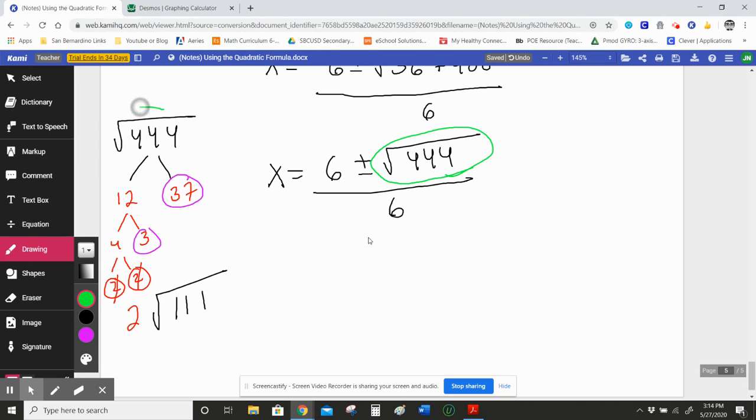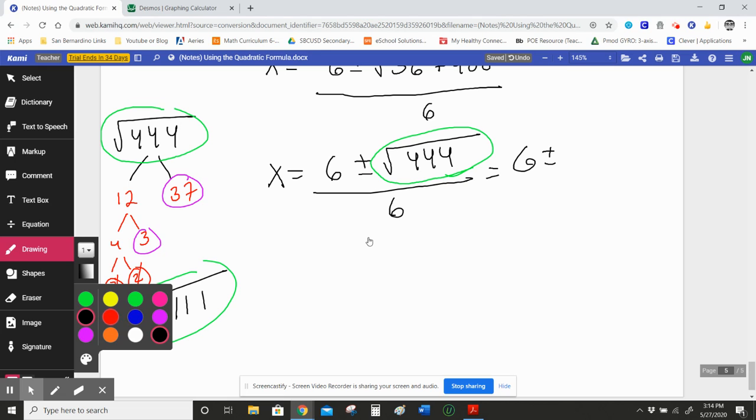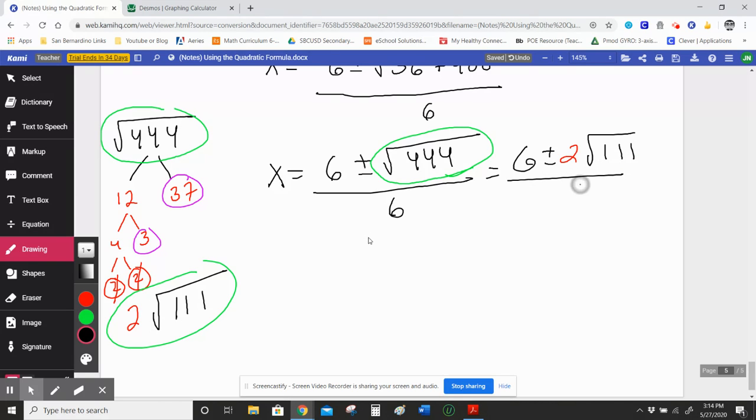So that means that when I simplify this, it's the same thing as writing this. I'm going to write that on the right-hand side. It's going to be the same thing as 6 plus or minus 2 square root of 111, and then all divided by 6. I really can't do much here except simplify the fraction by dividing by 2 top and bottom, and break it up a little bit. So let's simplify it really quick.